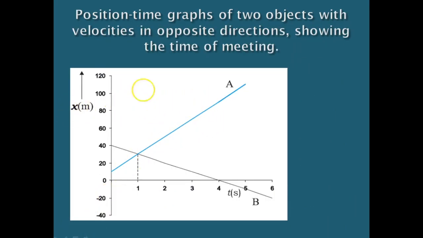Moving to the next part, that is position time graphs of two objects with velocities in opposite directions showing the time of meeting. Suppose vA and vB are of opposite signs. vA is moving in one direction and opposite to that another object B is moving. For example, let us take a very simple example. Object A is moving with 20 meter per second starting at xA of 0, that is 10 meter. So object A is moving at 20 meter per second.